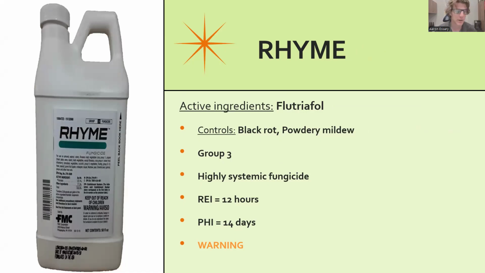It's highly systemic, though. I use this one as a soil drench. I'll actually mix it up in a bucket and pour it on the vines like you're watering. So it's a soil drench application, highly systemic. It's taken up through the roots and then just translocated all through the plant. Group 3 mode of action, 12-hour re-entry interval, and then a 14-day pre-harvest interval.